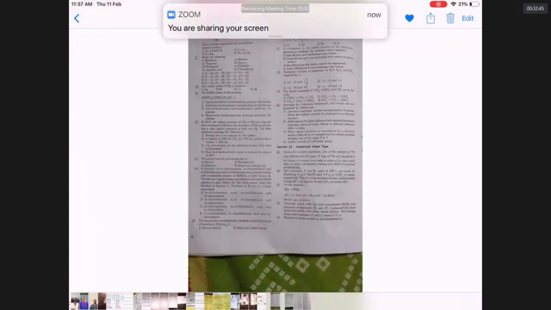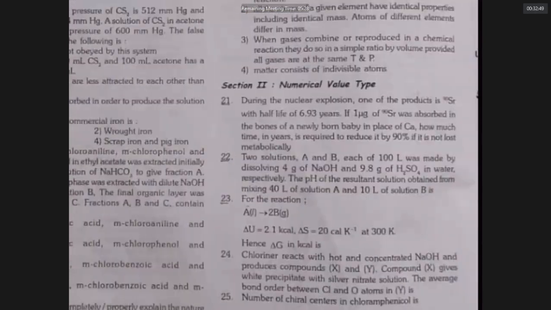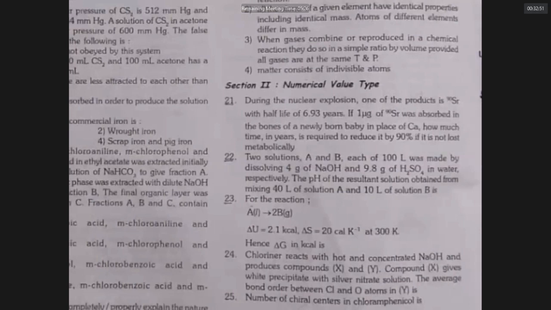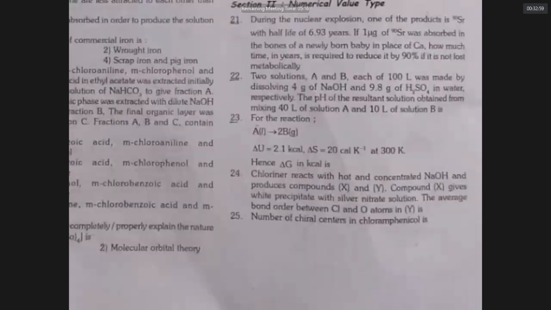If you carefully observe, out of 5 numerical type questions, they gave actually 3 questions from first year portion. In fact, the 25th question, if you know what is chloramphenicol, that is second year's portion. Chloramphenicol is a medicine used to treat typhoid and meningitis. It is used to treat a wide variety of diseases.